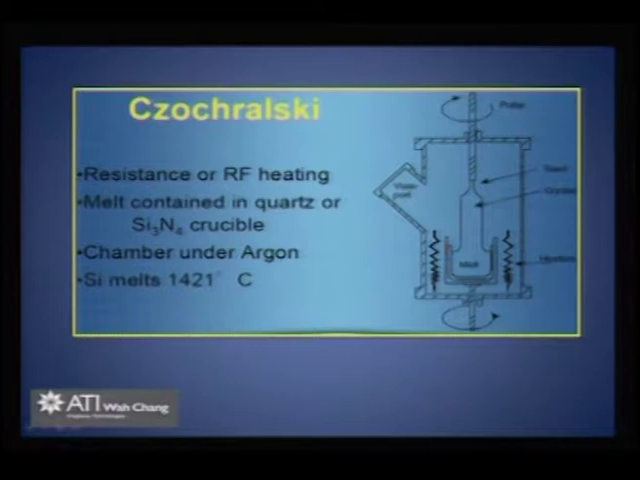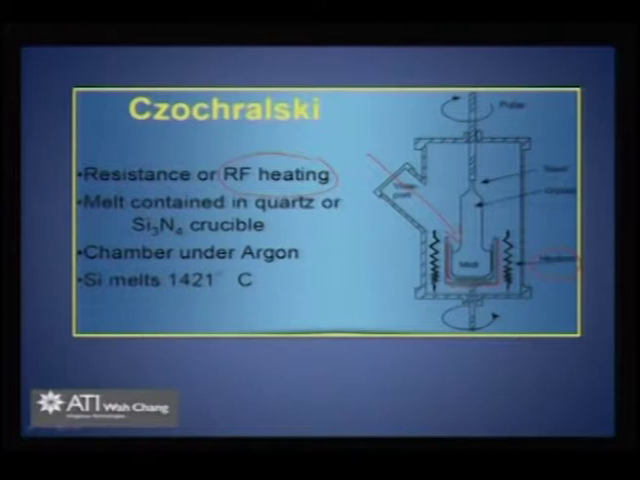You have the feed, which is transformed into a melt using a heater, and this heater can involve resistance or radio frequency heating. So, you can actually see how the whole growth process proceeds through this viewport.